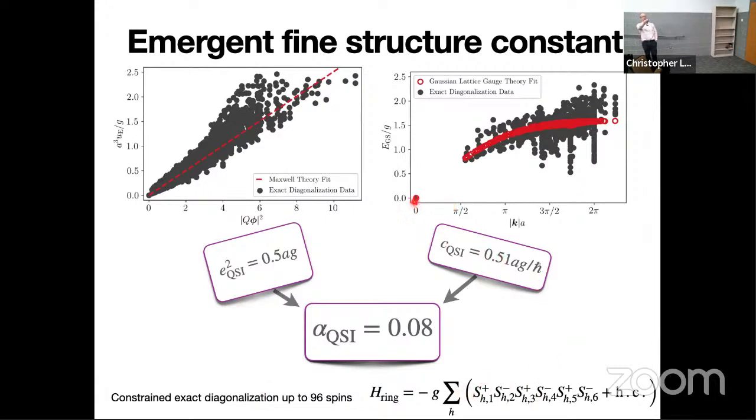And we can extract the speed of light from the dispersion of the ground state energy with the momentum in the system, and the e squared from the dependence of the energy on the electric flux through the boundaries. And we know that that's telling us about the fundamental charge because we increase it in units of a charge every time we increase the flux.